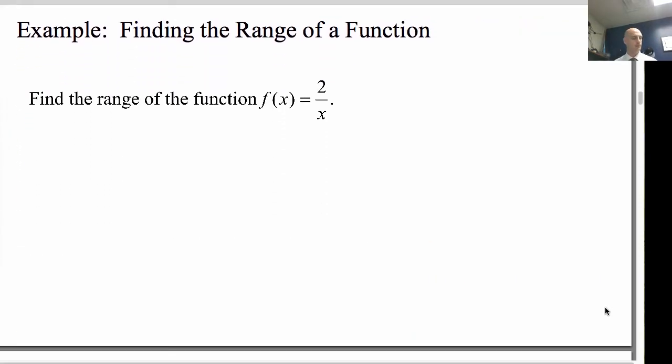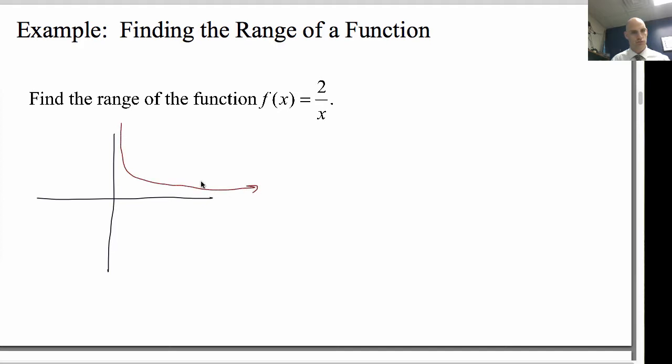Let's find the range. I want to sketch a little graph of this. And when you plug this into your graphing calculator, you're going to get something that looks this way here. Draw it in red here. Yeah, I'm doing graphing noises right now. Graphing sound effects. All right, so you've got kind of this inverse function graph.